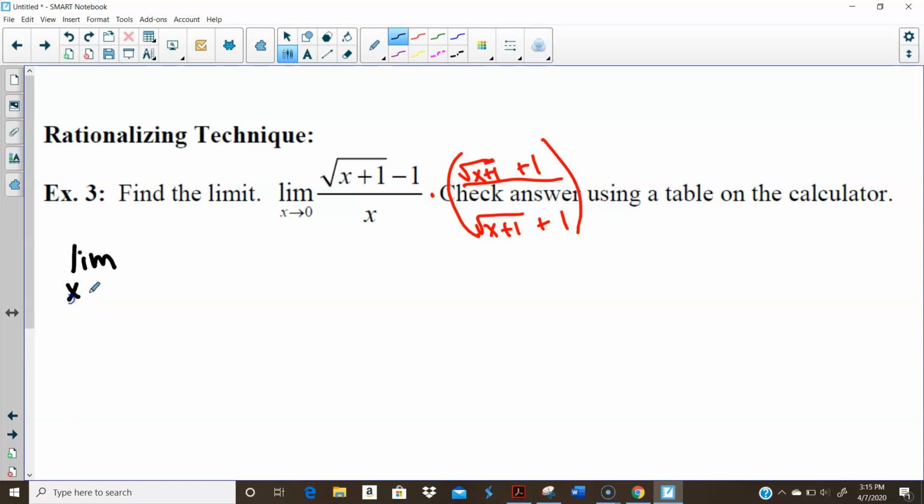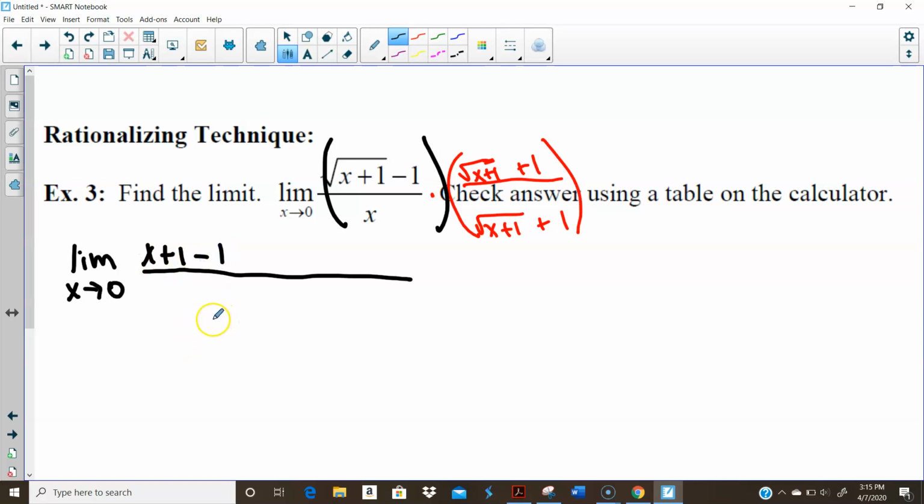So we have the limit as x approaches 0, and we're going to multiply this out. First times first, and I think I like parentheses around that too. First times first. So the square root of x plus 1 times the square root of x plus 1 is simply x plus 1. Outsides. 1 square root of x plus 1 minus 1 square root of x plus 1 cancels. And last times last, negative 1 times 1 is negative 1.